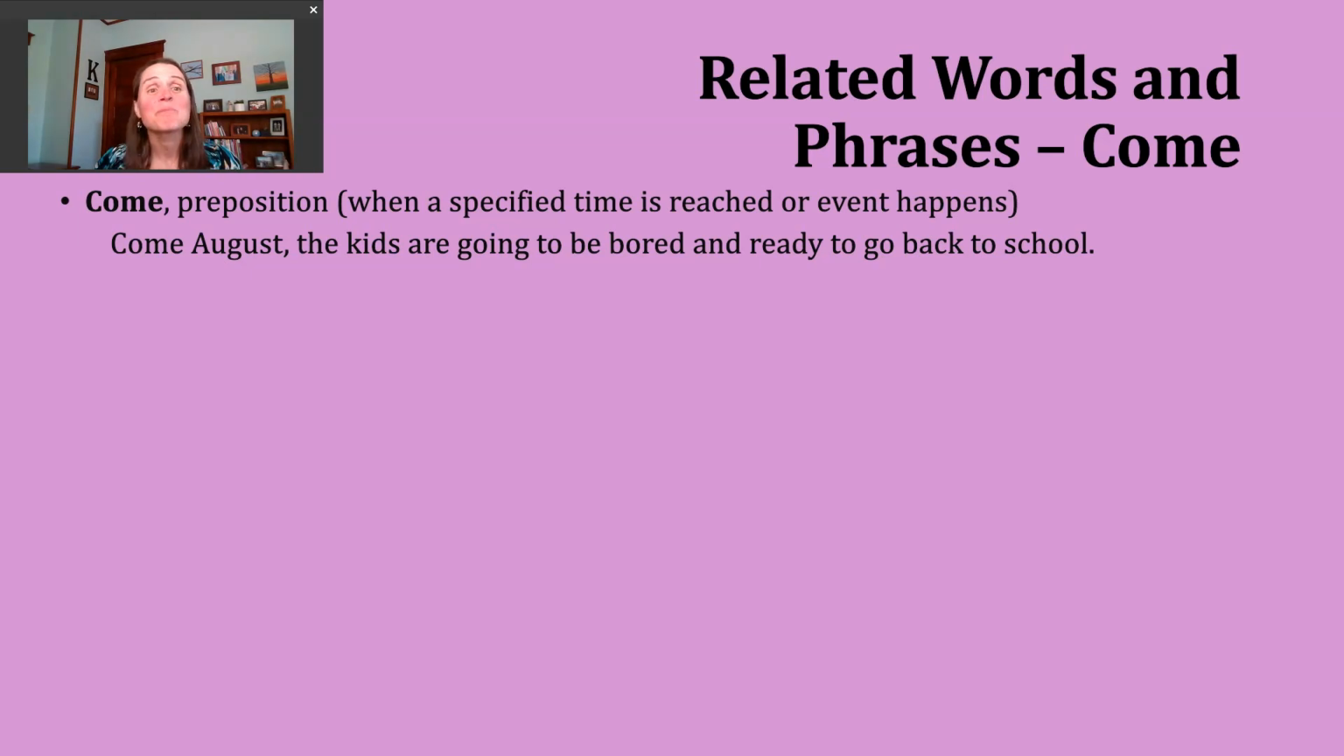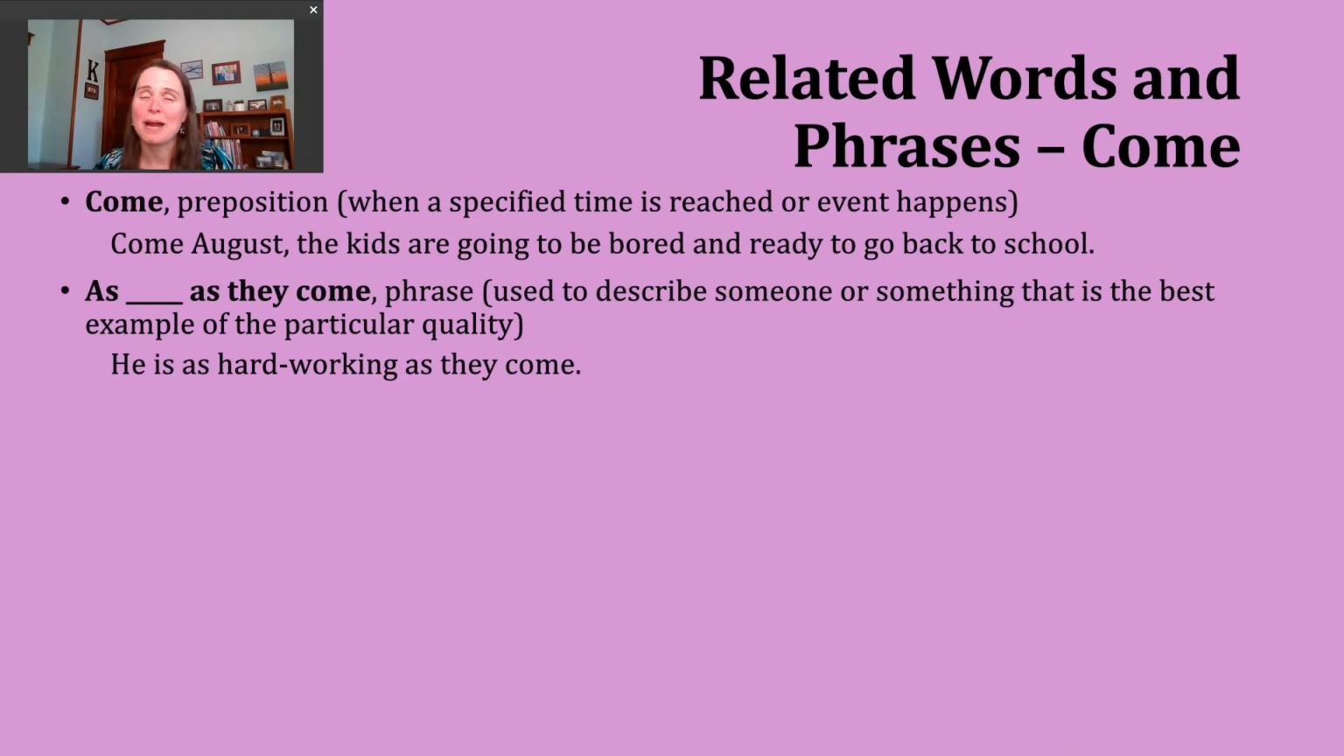Okay? So what this sentence is saying, by the time we get to August, right, there's our specified time. And then it's going to explain what's going to happen or what's going to be true. So you might see come and then a particular date or a time or a future event as well.